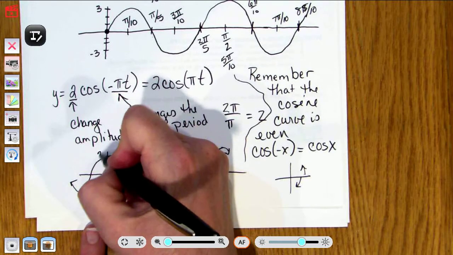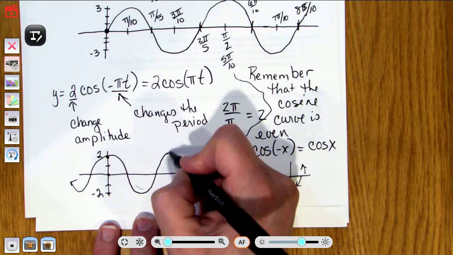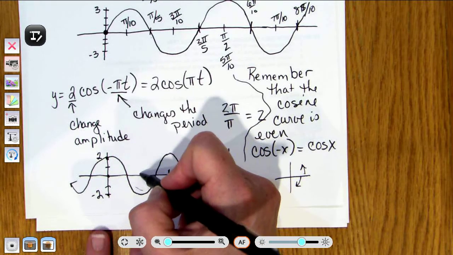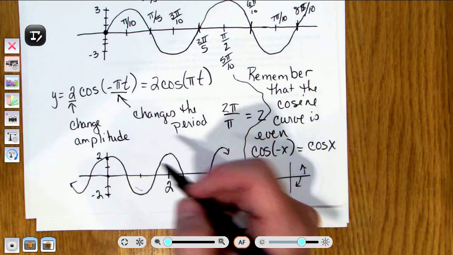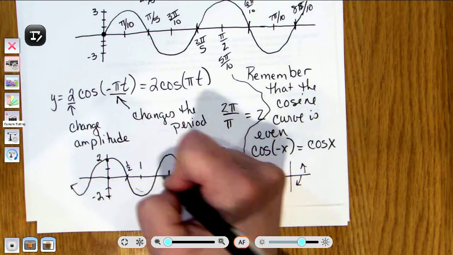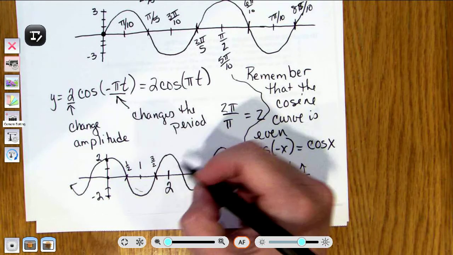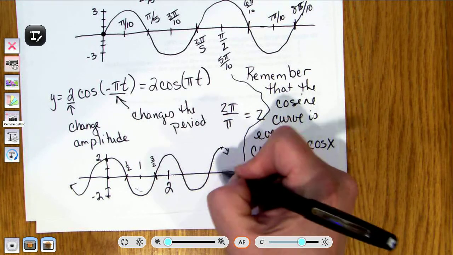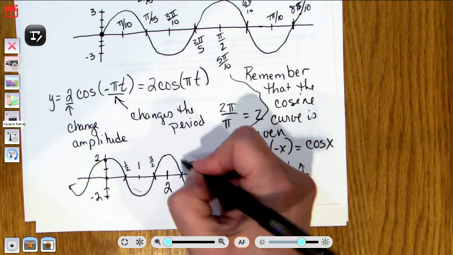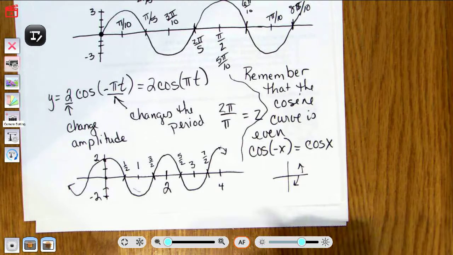All right, so here's my 2, here's my negative 2. It goes through 1 complete cycle in 2 units. So this is just the number 2. Halfway between there and here is the number 1. Halfway between 0 and 1 is a half. And halfway between 1 and 2 is 3 halves, or 1.5 if you like decimals. Finishing that second cycle in another 2 units, this would be 4. Halfway between is 3. Here's my 2.5 or 5 halves, 3.5 or 7 halves.